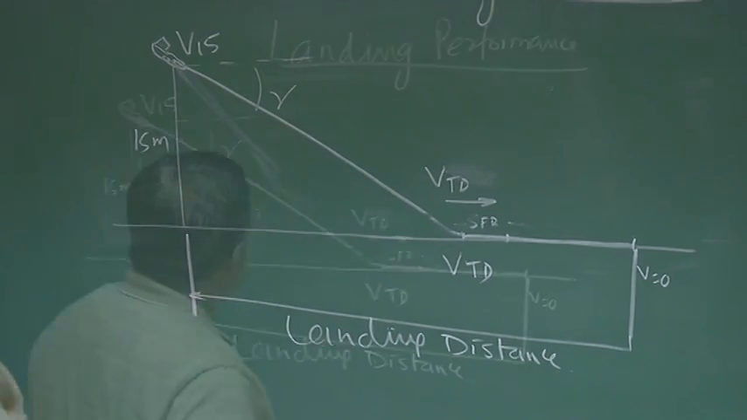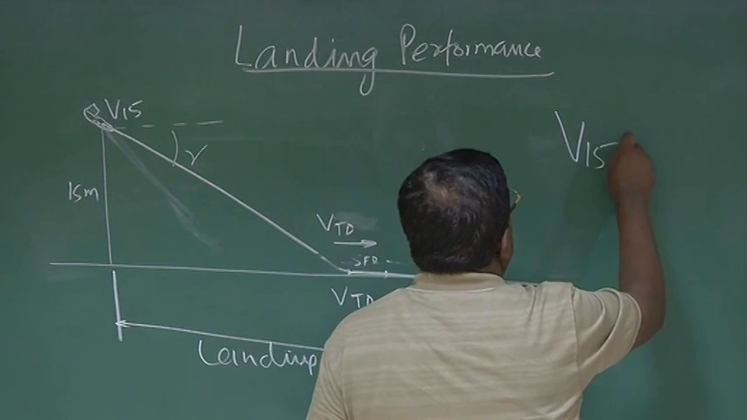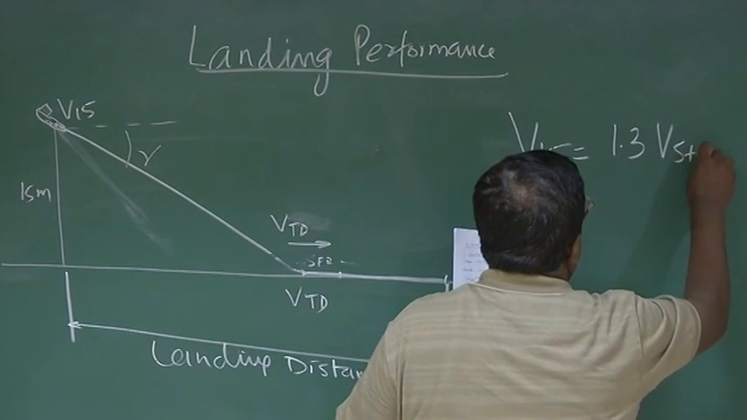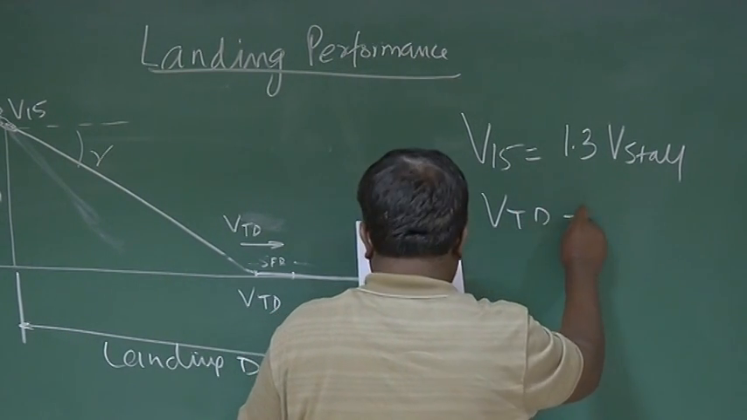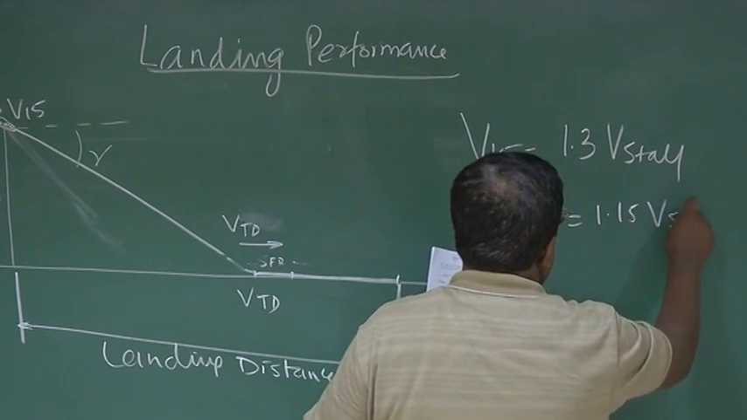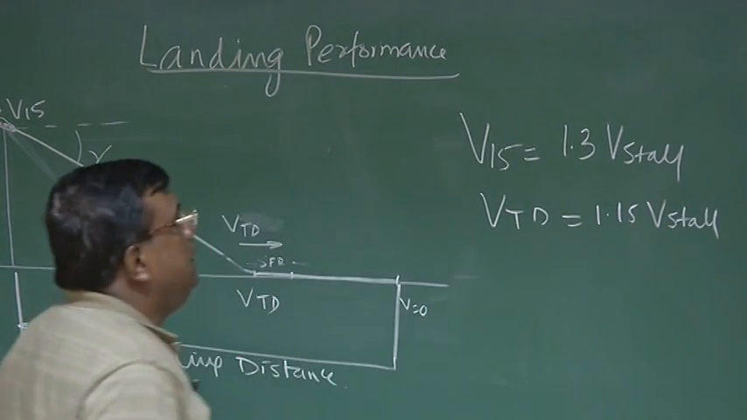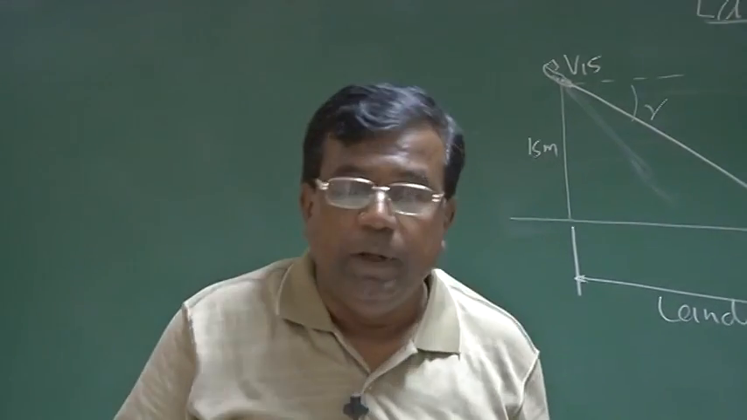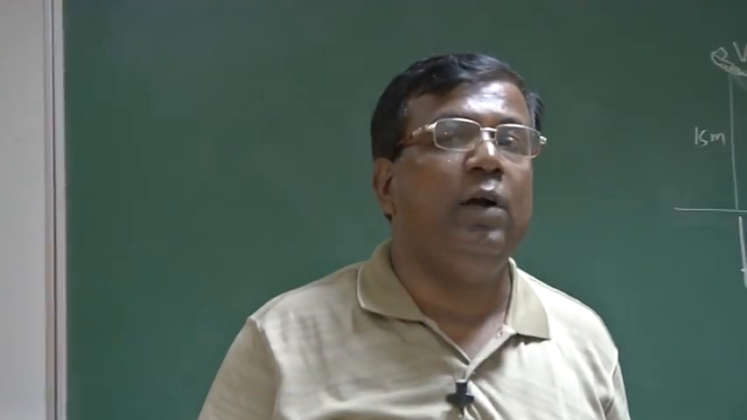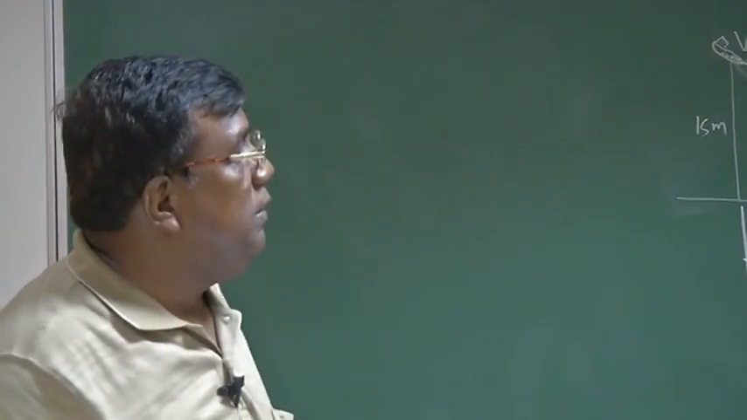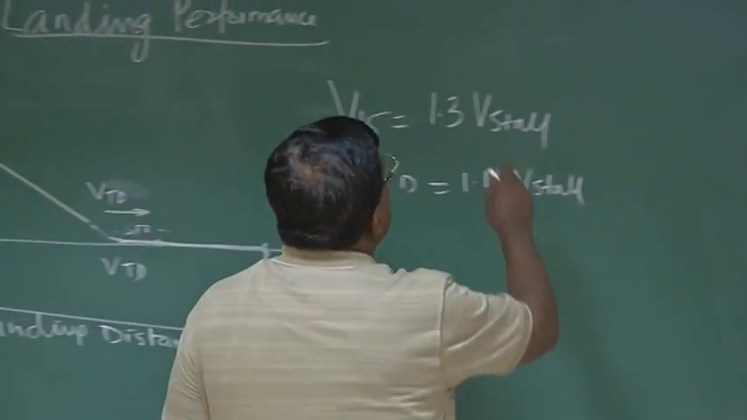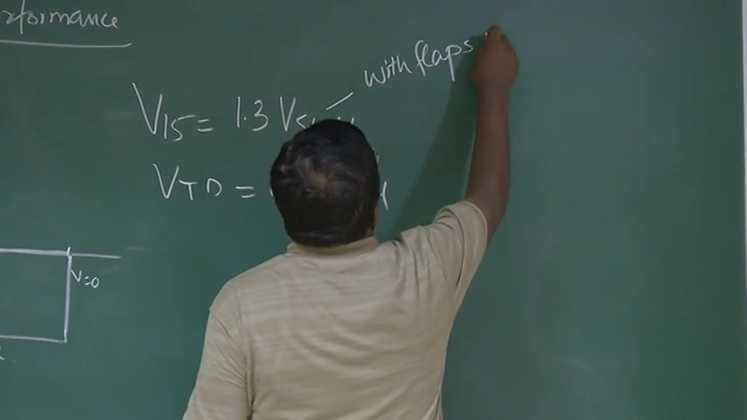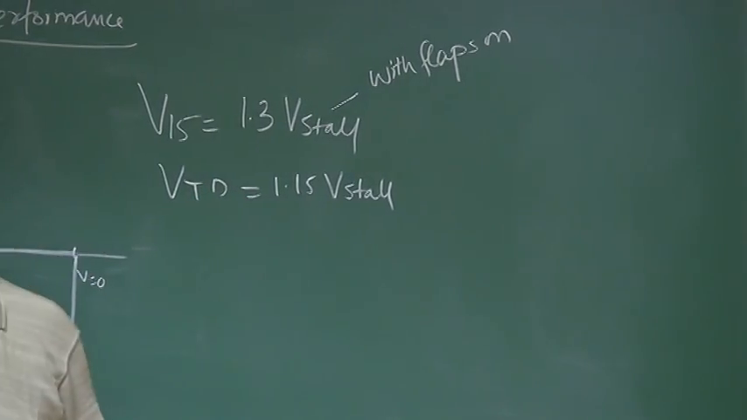Okay? As per the regulations, the V15 is taken as 1.3 times V stall and V touchdown as 1.15 V stall. What is this V stall? Remember, V stall is the minimum speed with which I can balance lift equal to weight. But in this case, when I am talking about V stall, please understand this is with flaps on, right? That is, high lift devices are operative now.